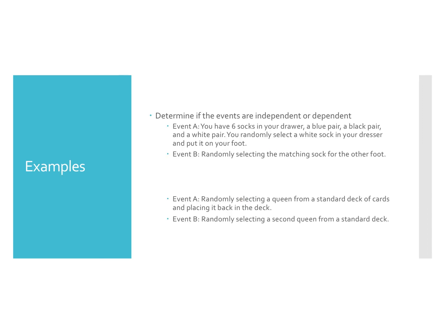So in this next example, we're going to determine whether the events are independent or dependent. Event A: you have 6 socks in your drawer, a blue pair, a black pair, and a white pair. You randomly select a white sock in your dresser and put it on your foot. Then you randomly select the matching sock for the other foot. So these would be dependent because the probability of obtaining that matching sock changes as socks are taken out of the drawer.